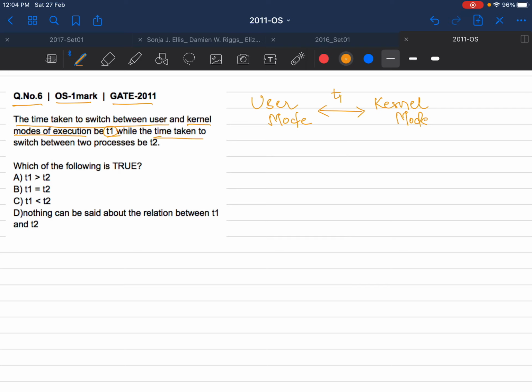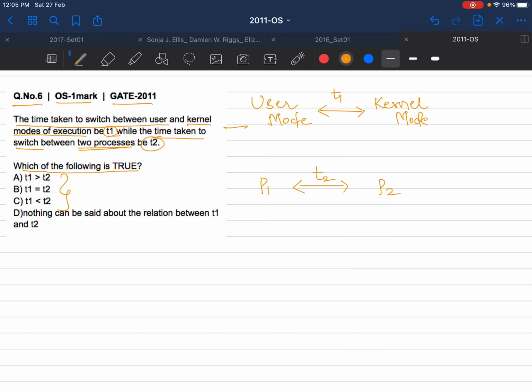While the time taken to switch between two processes, let that be T2. So let's assume a process P1, let's assume a process P2, and the question says that the time taken to switch between these processes is T2. And then they are asking the relationship between T1 and T2, which of the following statements is true. So let's try and establish some relationship between T1 and T2.